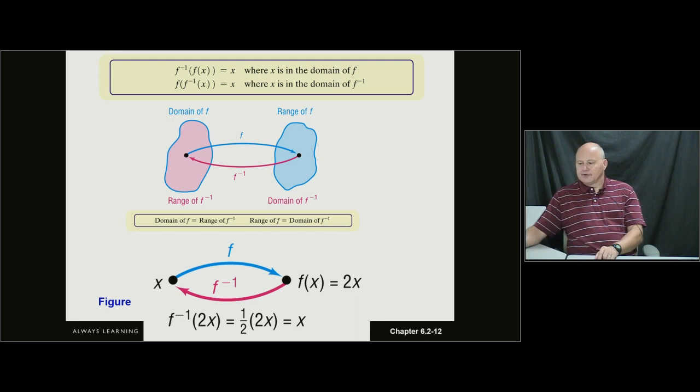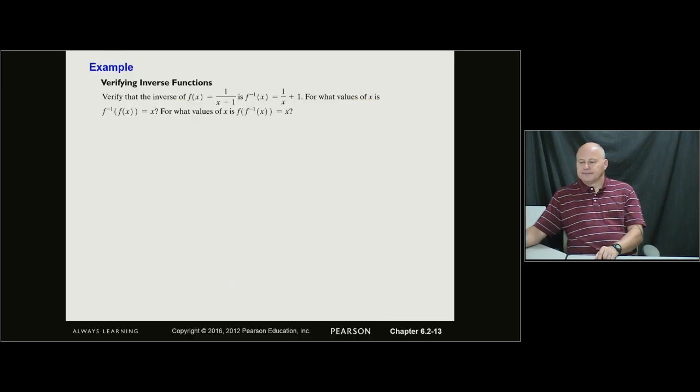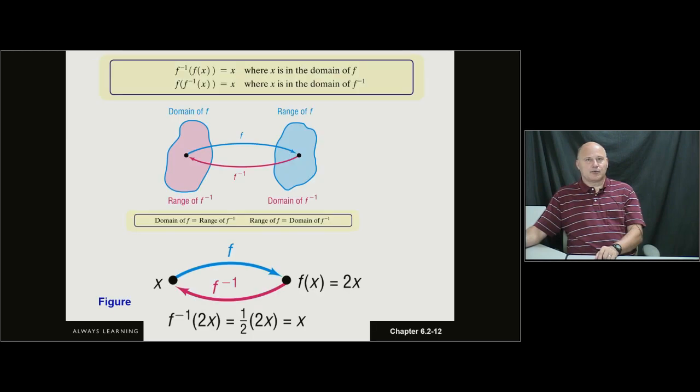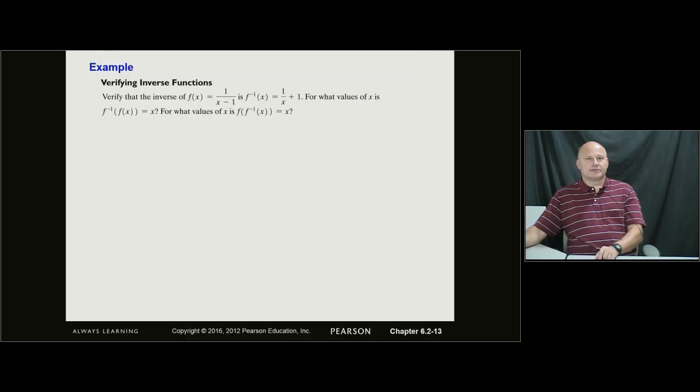Now what we're going to do is verify that functions are inverses of each other. How do you do that? This is called the theorem of inverses. So we're going to do f of f inverse of x, and it has to equal x, and then f inverse of f of x is equal to x, which is right above at the very top. So that has to be true in order for it to be an inverse.